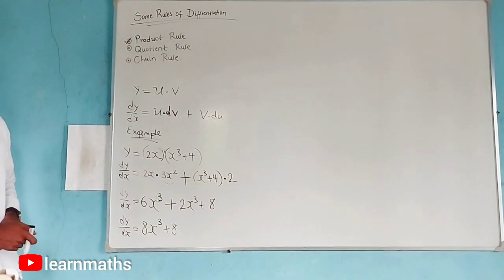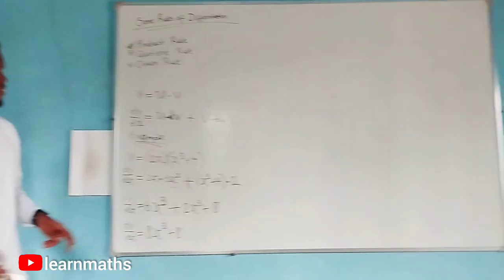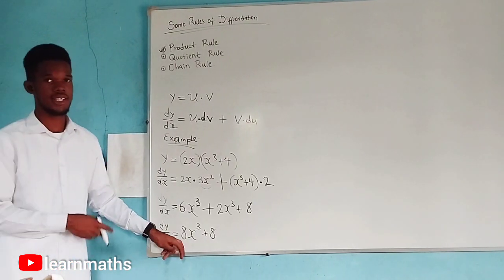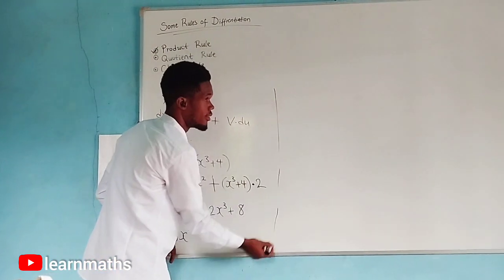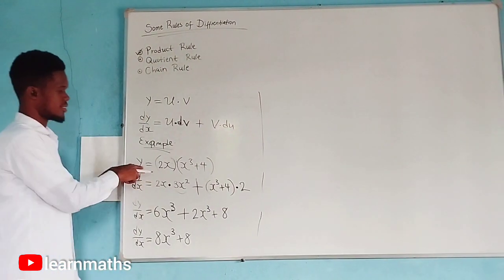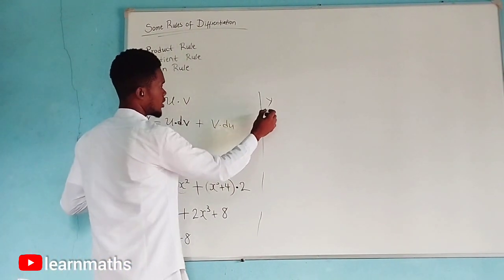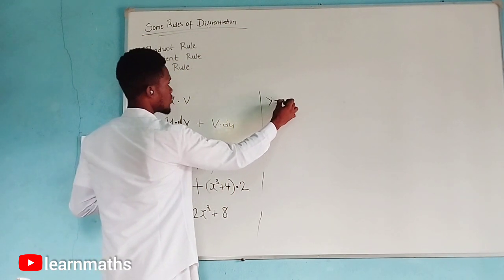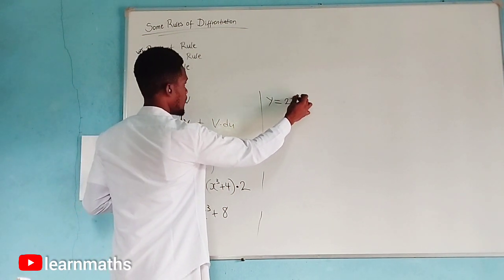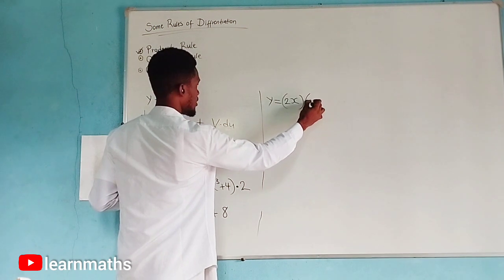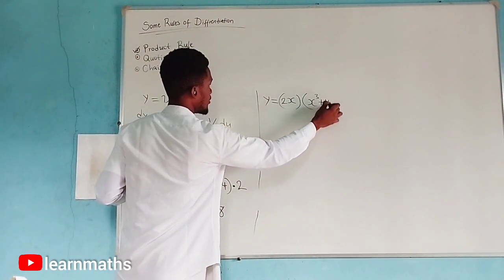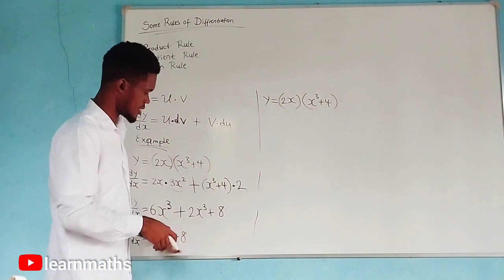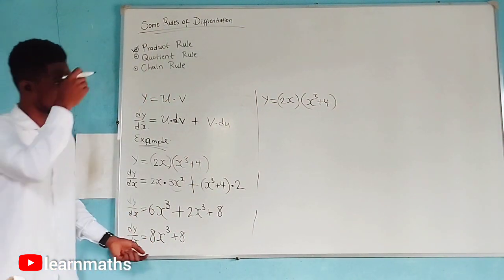Okay, now, like I said, we're going to test this answer. We're going to check if this answer is correct using another method. Now, this is the question, right? The function is y equal to 2x multiplying x raised to 3 plus 4. So this is what we're going to do to test this answer. This is our answer.